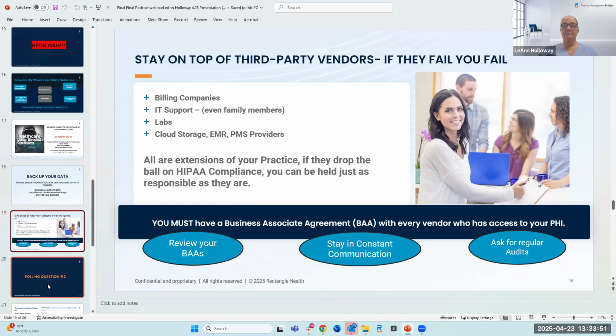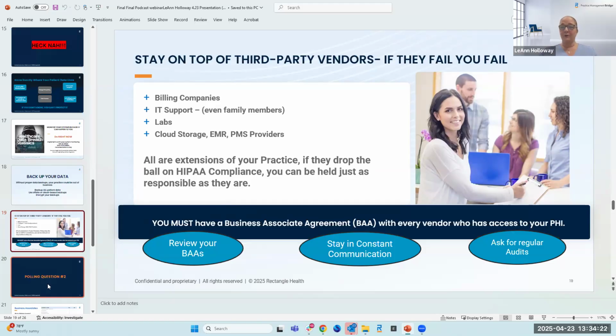So under HIPAA, you must have a business associate agreement, or BAAs, with every vendor who has access to your PHI, your patient health information. This isn't optional. This is a mandatory thing that HHS requires. It's not about signing a piece of paper either. It's about making sure they are actually meeting the same stringent security standards that you are.